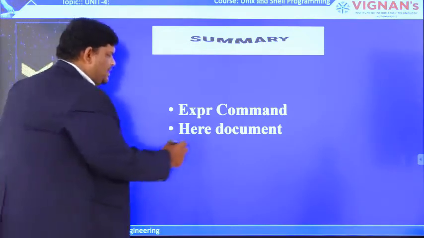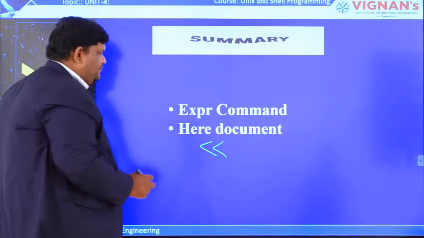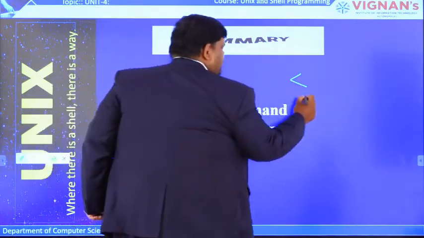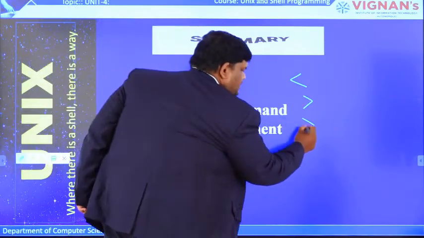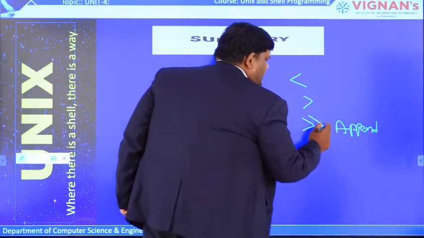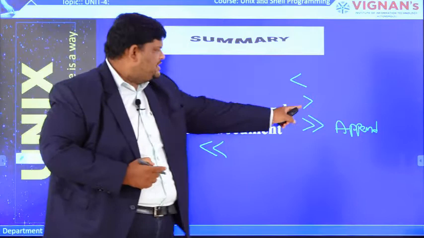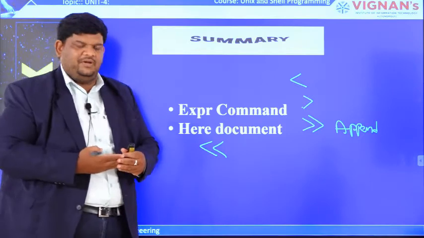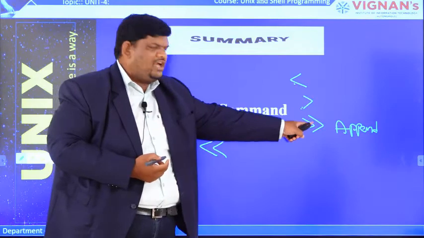While coming to the here document, the syntax is to continuously provide these two characters. Don't get confused here. One less than symbol means input redirection. One greater than symbol indicates output redirection. Continuously two greater than symbols indicate append. That means in an existing file, the old data remains as it is, and after that the new data is appended. If you are using only one greater than symbol, the old data will be erased and the new data copied. So this is input redirection, this is output redirection, and this is output redirection along with append.